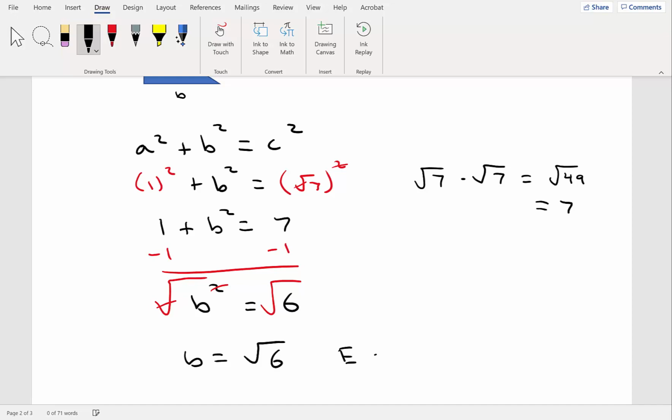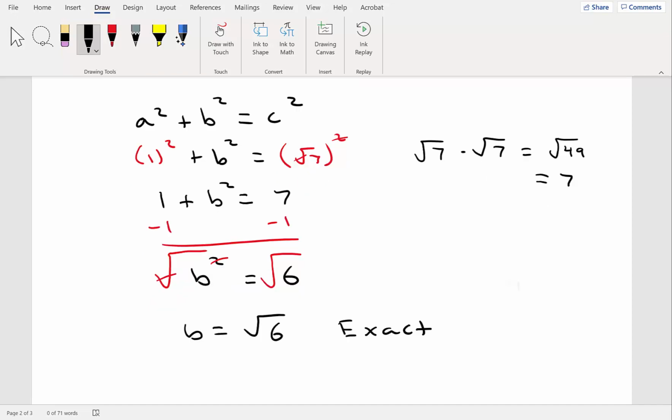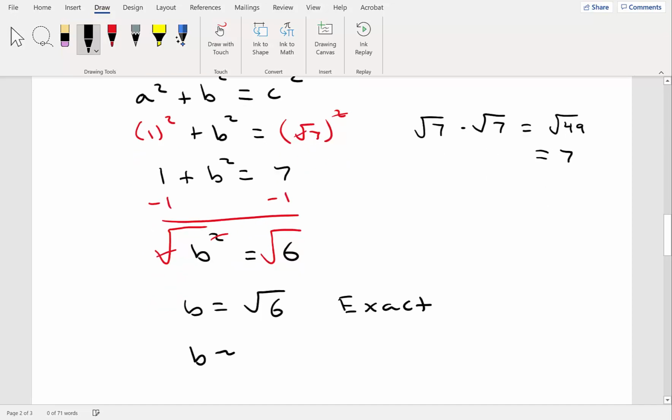So the square root of 6 is our exact answer. To get the approximation, since the square root of 6 is not a whole number, we'd have to use a calculator. If we put it into our calculator, the square root of 6 gives us 2.449. So we get b is approximately 2.449.